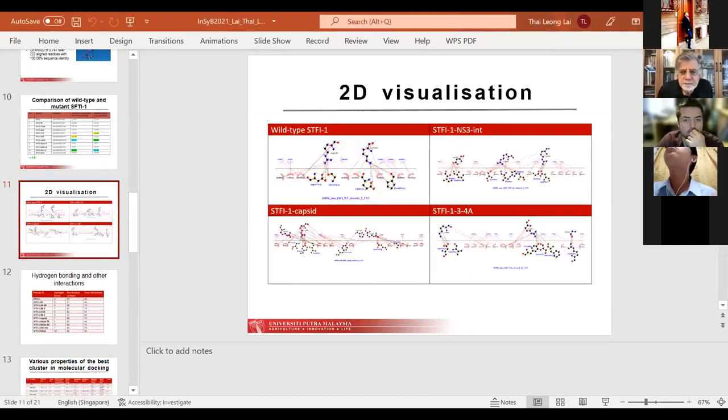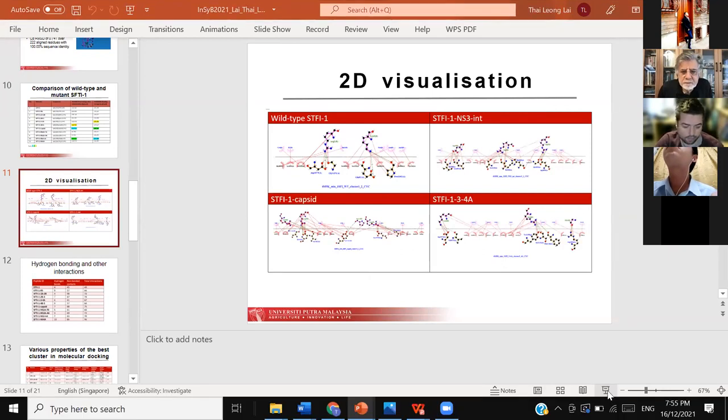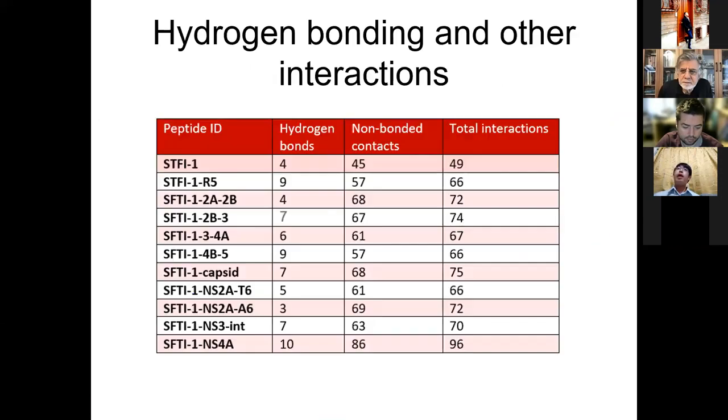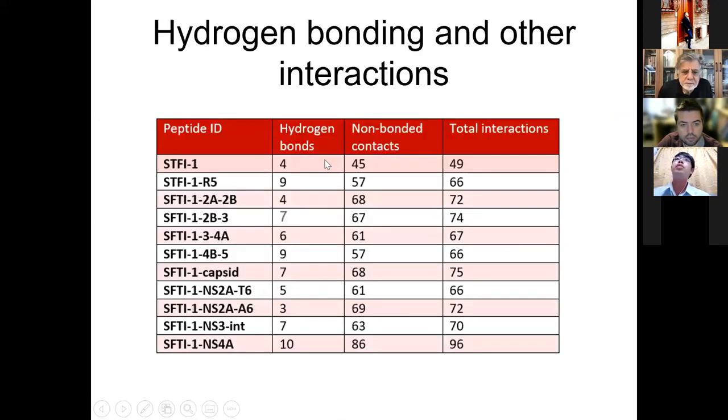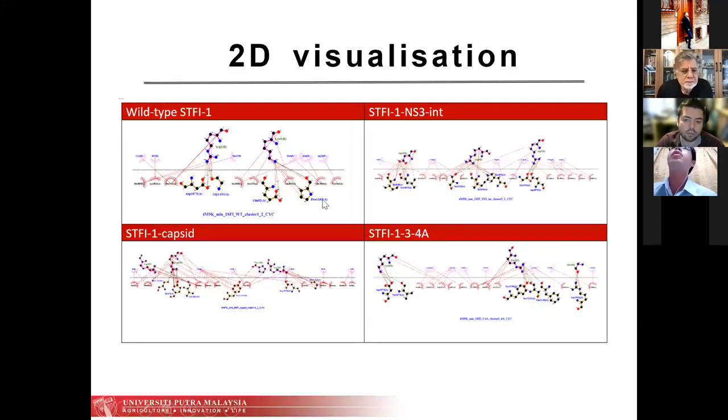Yes, that's the one. Can you show that? Can you discuss the pictures? Because it's also not very clear. So basically, I generated the 2D interactions using the DIMPLOT functionalities of LigPlot Plus. And then I extracted the information and tabulated it into these figures, these tables. So based on this table, it is very obvious that the number of interactions, both non-covalent and hydrogen bonds, is higher compared to the wild-type sunflower trypsin inhibitors.